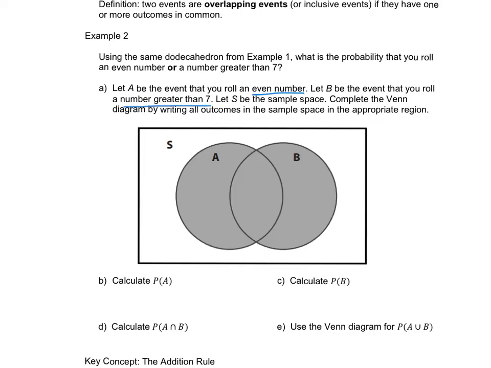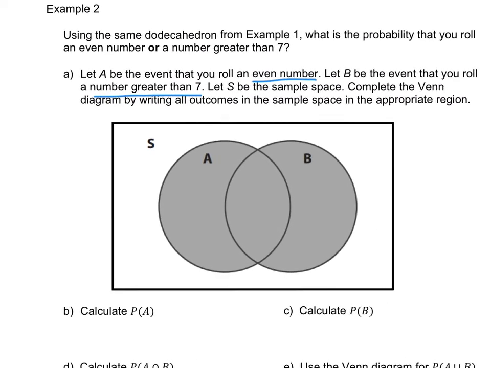So clearly there's going to be some overlap between these two events. There are even numbers that are greater than 7. So what I like to do, when I know there's going to be overlap, is start by considering that overlap and putting those elements in the middle. So, even numbers greater than 7. What numbers fall into that category? Well, you got 8, 10, and 12, right?